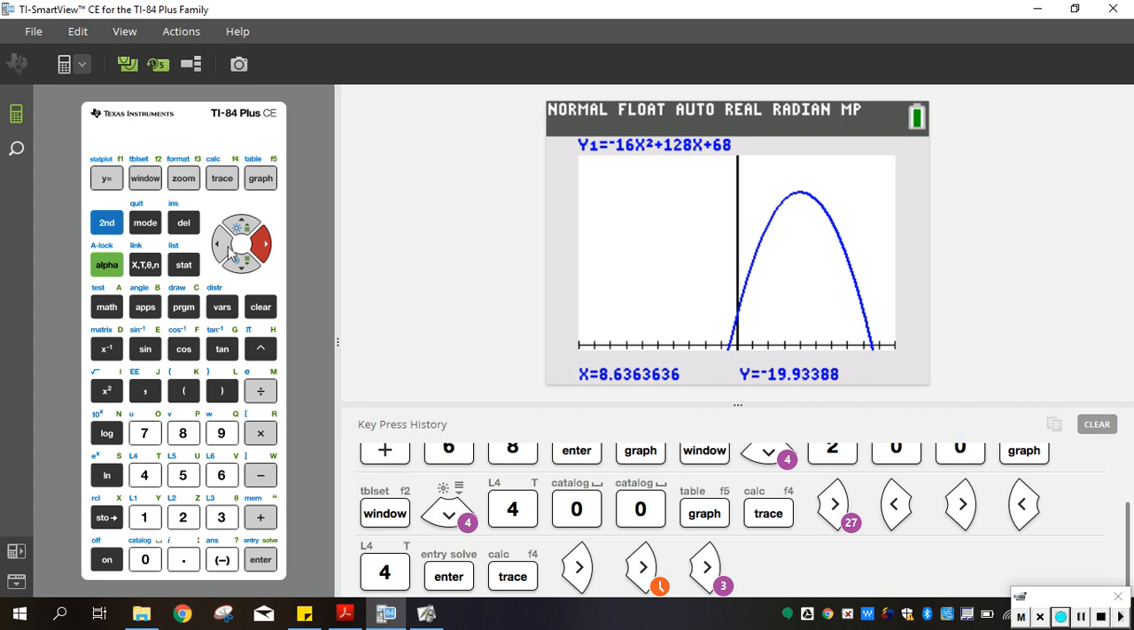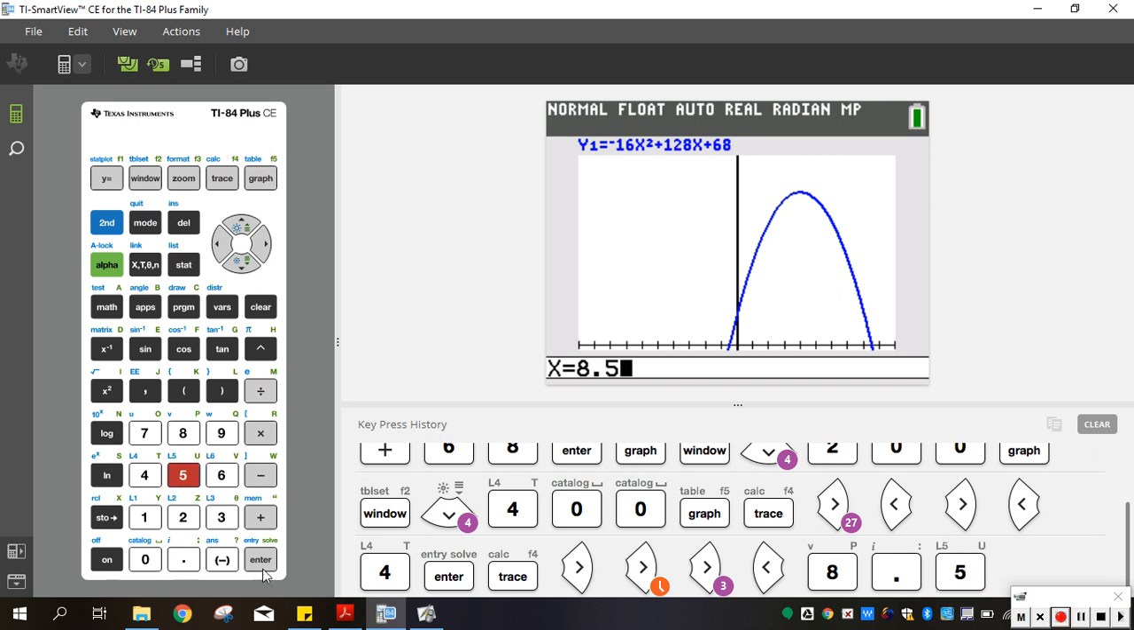So I can't quite get my cursor to go exactly to the x-axis, but it looks really close to 8.5. So I'm going to type in 8.5, and lucky guess, that is my x-intercept, because that's where y is 0. So I know my x-intercept for this graph is 8.5, which tells me the pumpkin is hitting the ground, height of 0, at 8.5 seconds.